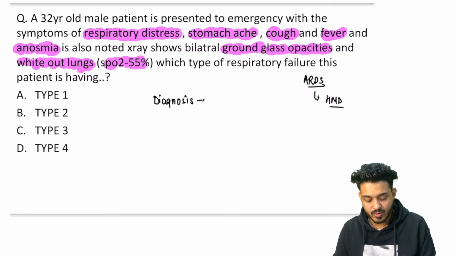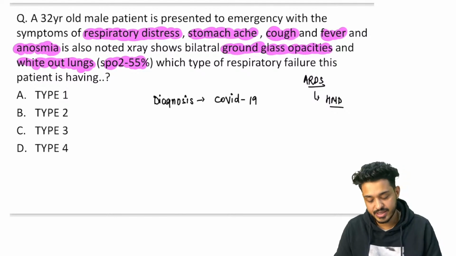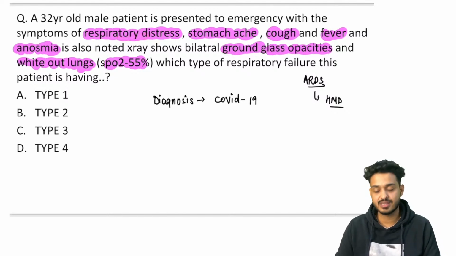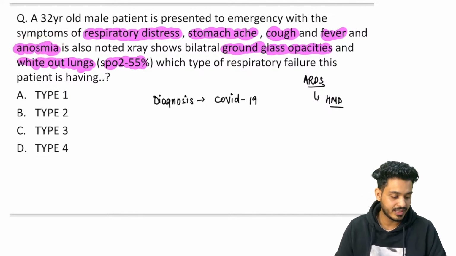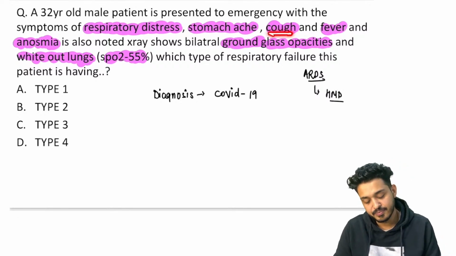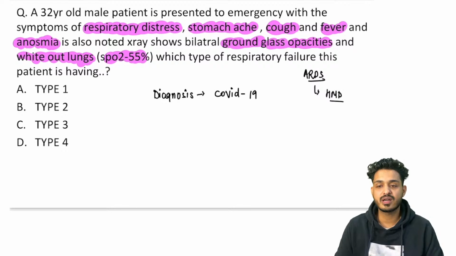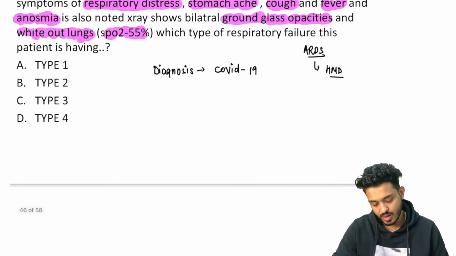लॉकडाउन हुआ था, लॉकडाउन में कौन सी डिजीज हुई थी? That was your COVID-19. COVID-19 में ही तो हुआ था respiratory distress, anosmia. Anosmia मतलब क्या हो गया? खुशबू नहीं आ रही है, right? We are having cough and fever also along with that, right? So this is going to be the diagnosis, right?